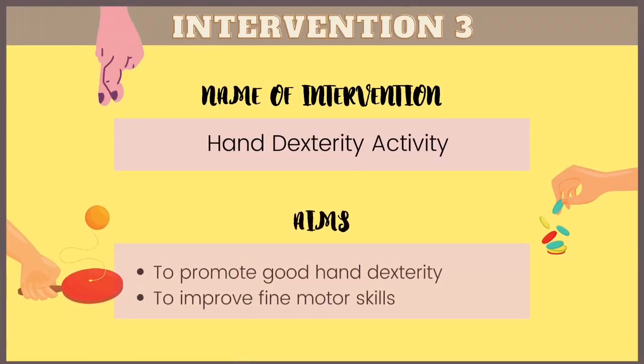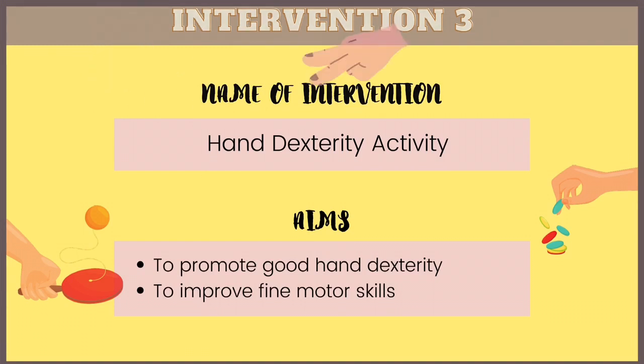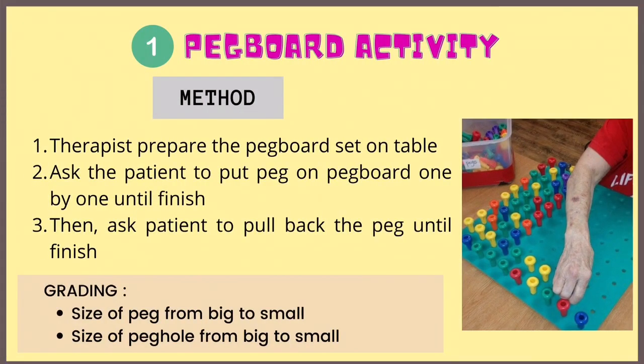The third intervention is hand dexterity activity that aims to promote good hand dexterity and to improve fine motor skills. The first one is pegboard activity. For the method, the therapist prepares the pegboard set on a table and asks the patient to put the pegs on the pegboard one by one until finished. Then ask the patient to pull back the pegs until finished. For grading, this activity can be graded in terms of size of peg from big to small and size of peg hole from big to small as well.